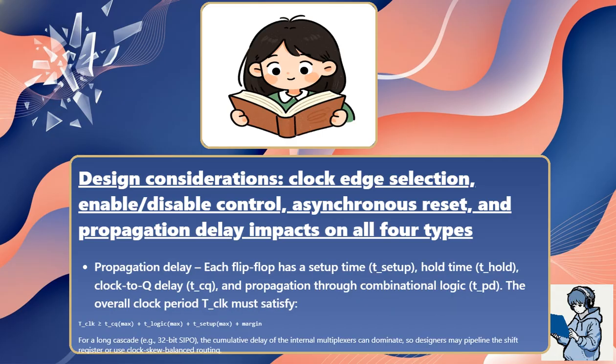Propagation delay. Each flip-flop has a setup time T-setup, hold time T-hold, clock-to-Q delay TCQ, and propagation through combinational logic TPD. The overall clock period T-clock must satisfy T-clock greater than or equal to TCQ max plus T-logic max plus T-setup max plus margin. For a long cascade, for example a 32-bit SIPO, the cumulative delay of the internal multiplexers can dominate, so designers may pipeline the shift register or use clock-skew balanced routing.